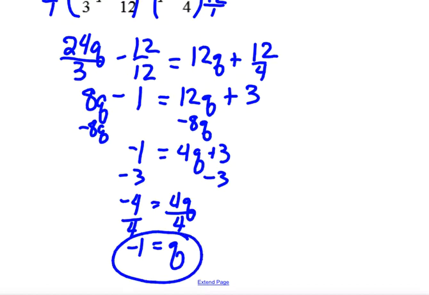So then this should be my answer, where q is -1. I can always substitute in the original problem. The two sides should be equivalent.